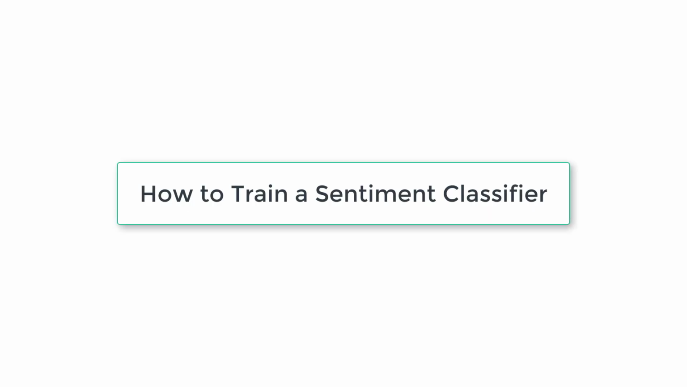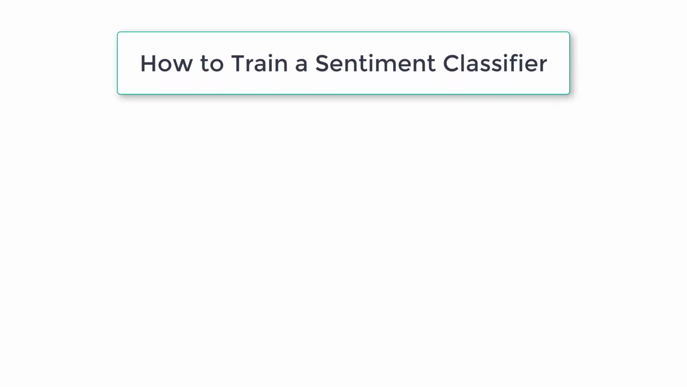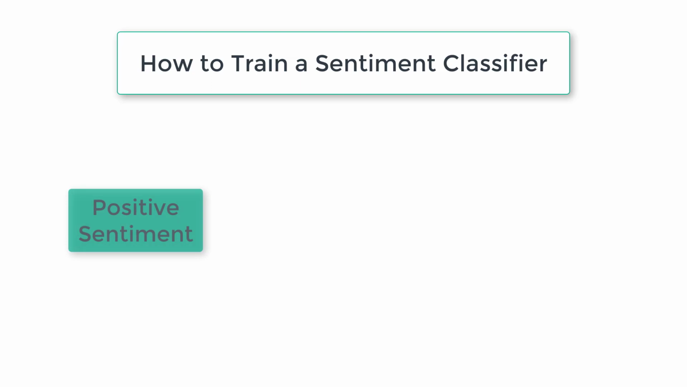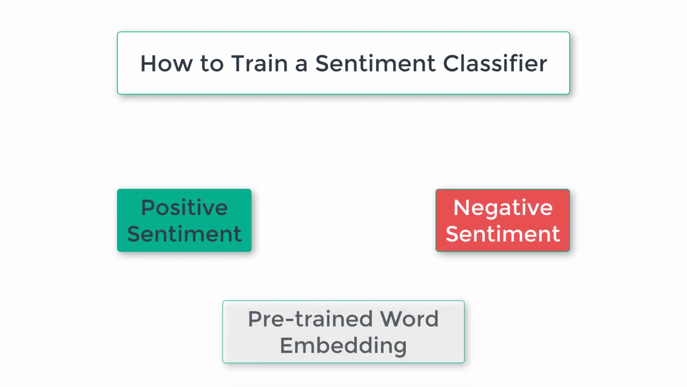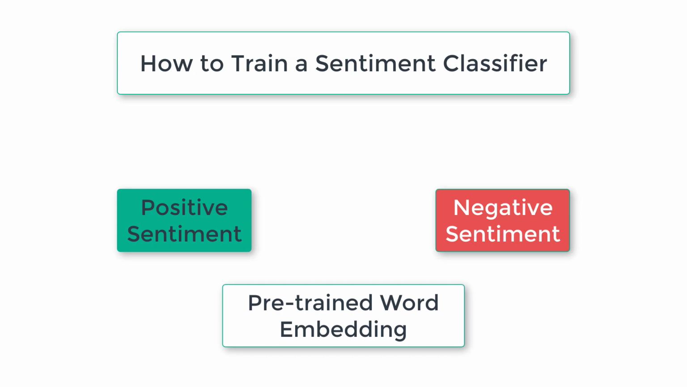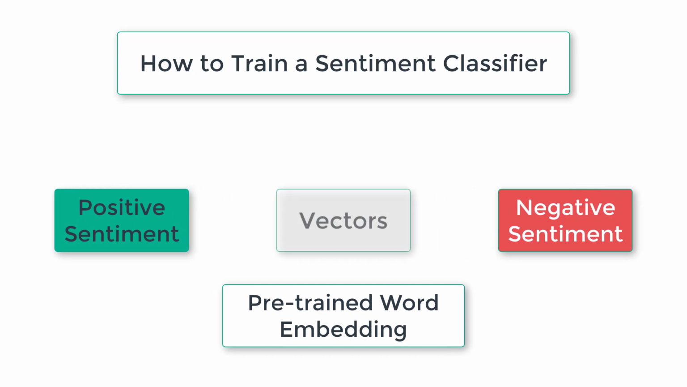In this lesson, we will learn how to train a sentiment classifier. We are going to use an annotated list of positive and negative sentiment words and a pre-trained word embedding. In order to classify words, we need to convert them into numeric vectors. The pre-trained word embedding does this conversion for us.